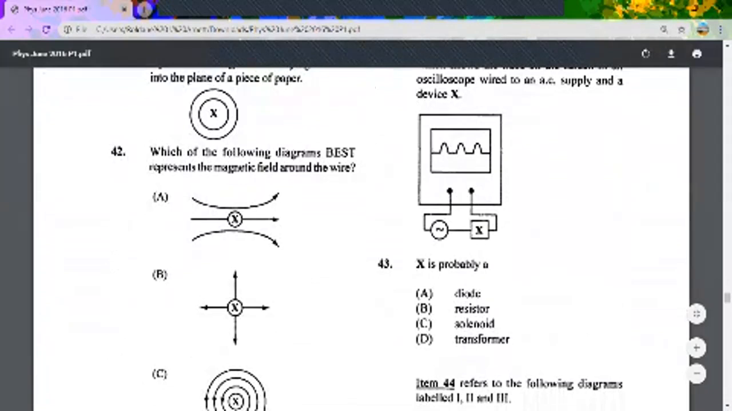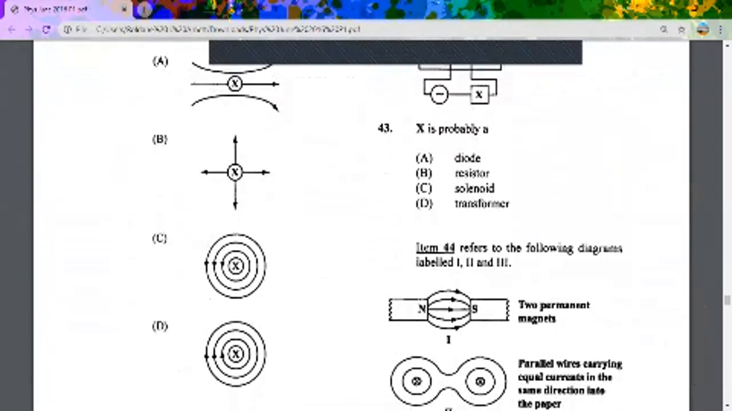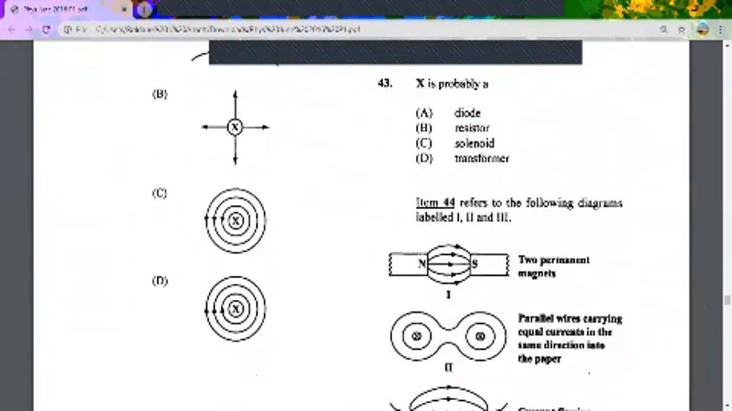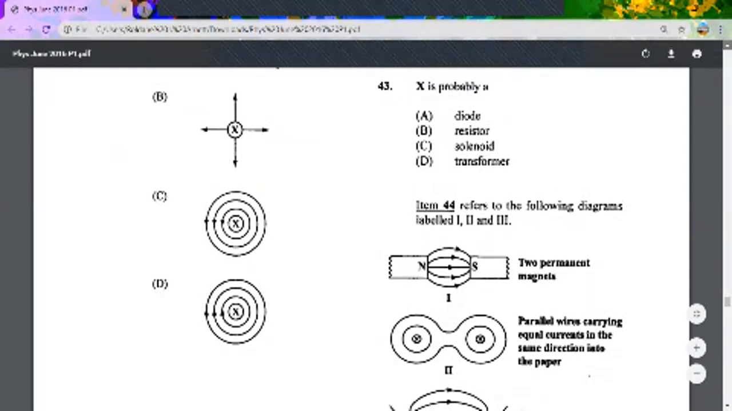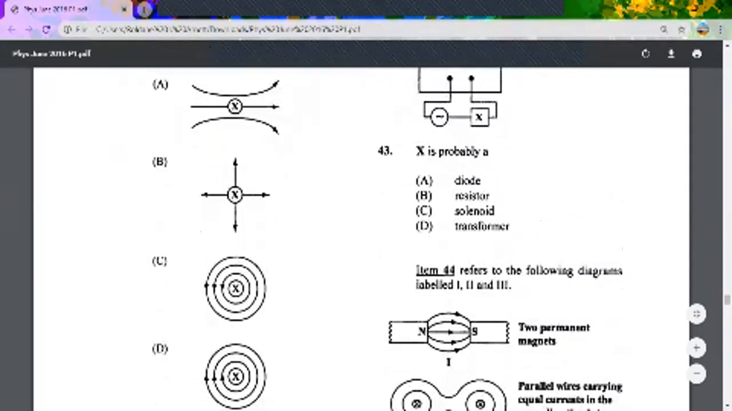Which of the following diagrams best represents the magnetic field around the wire? The answer is D. So you'd have to use Maxwell's right hand grip rule. So use your right hand and you are going to position your thumb in the direction in which the current is flowing. So in our case, the current is actually flowing into the screen. So this X means it's the back of the arrow you're actually seeing. So let me draw that arrow so you can see.